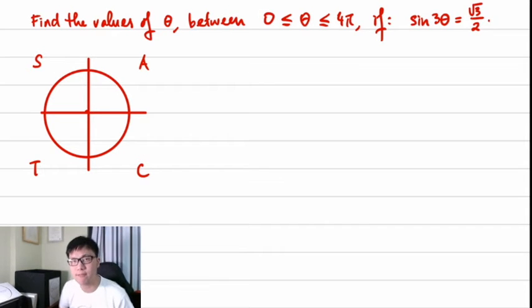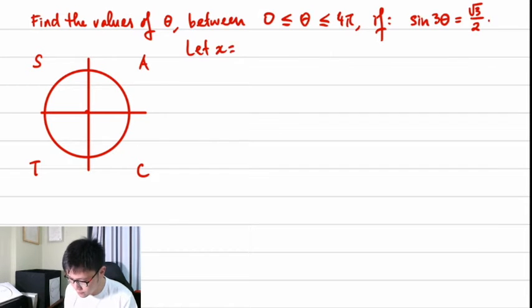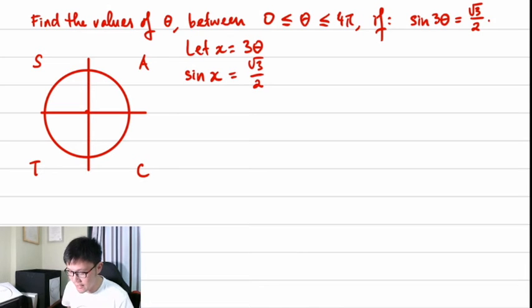But let's simplify our equation first. I'm gonna let x equal 3 theta, so we can rewrite this as sine x equals root 3 over 2. Now we have a positive value of sine, that means it's going to be in the first or the second quadrant. Now in this case, I have your base angle here and base angle over there, and these two will be positive sine values.